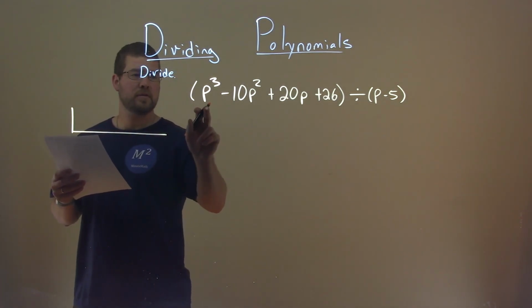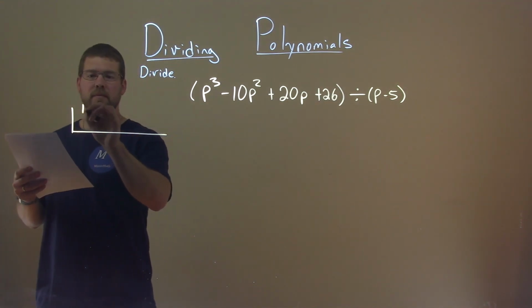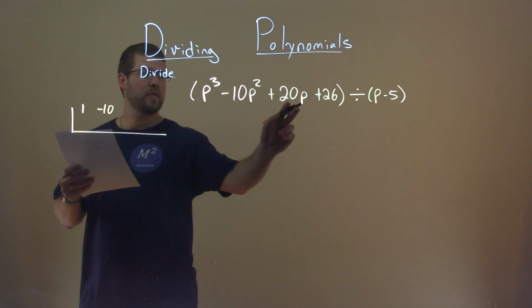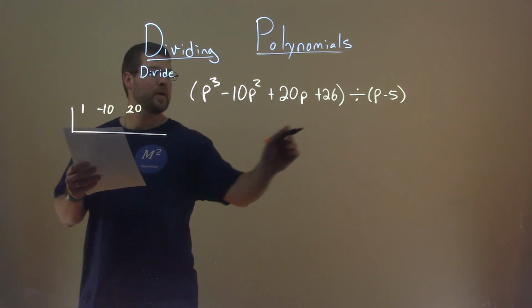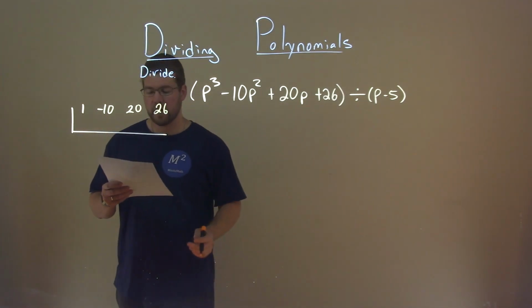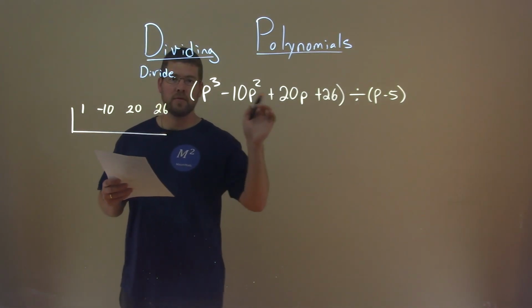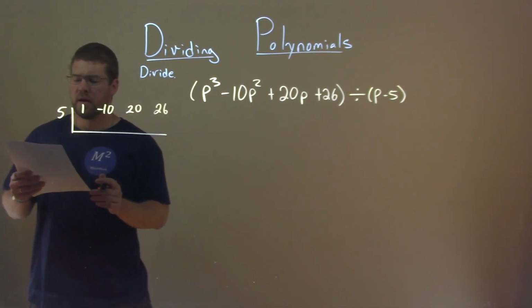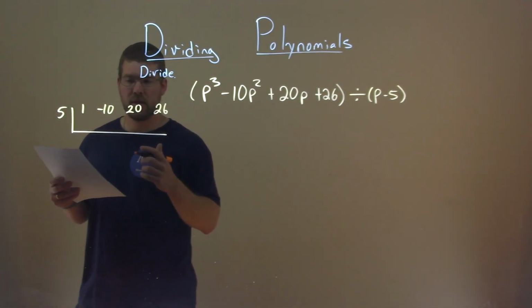Look at the coefficients. In front of p to the third is just a 1. In front of p squared, negative 10. In front of p is a 20. And then we just have a 26. We're divided by p minus 5. Opposite of minus 5, positive 5. So put that positive 5 right there. Now we're set up. We can divide synthetically.